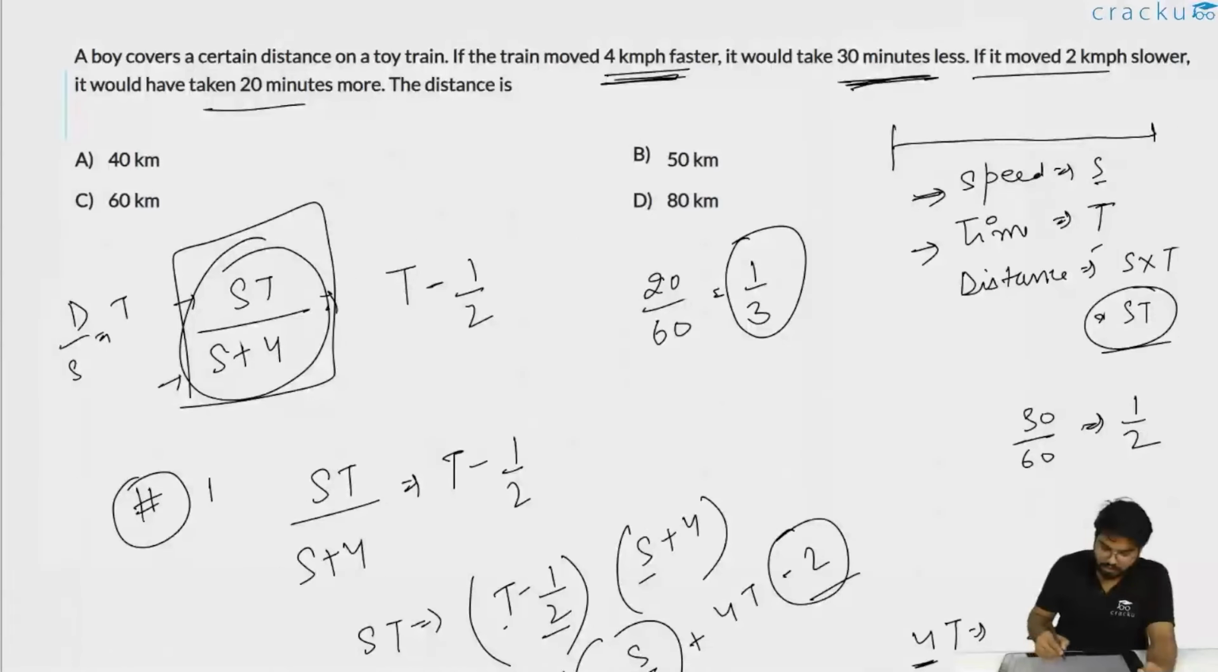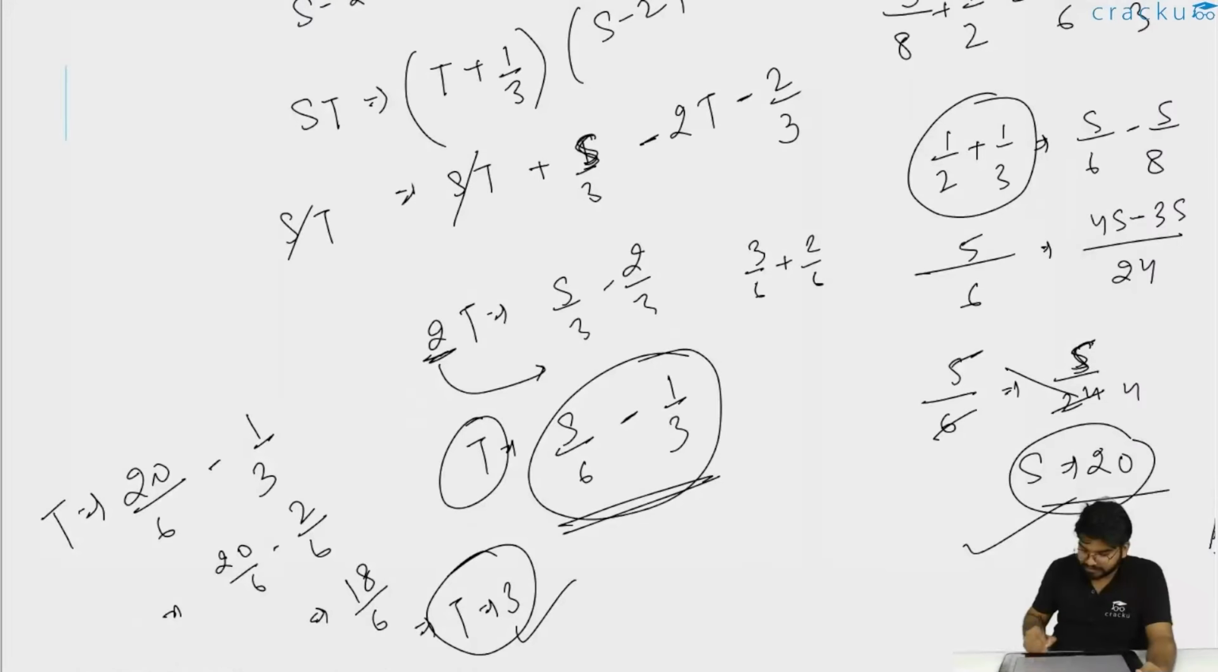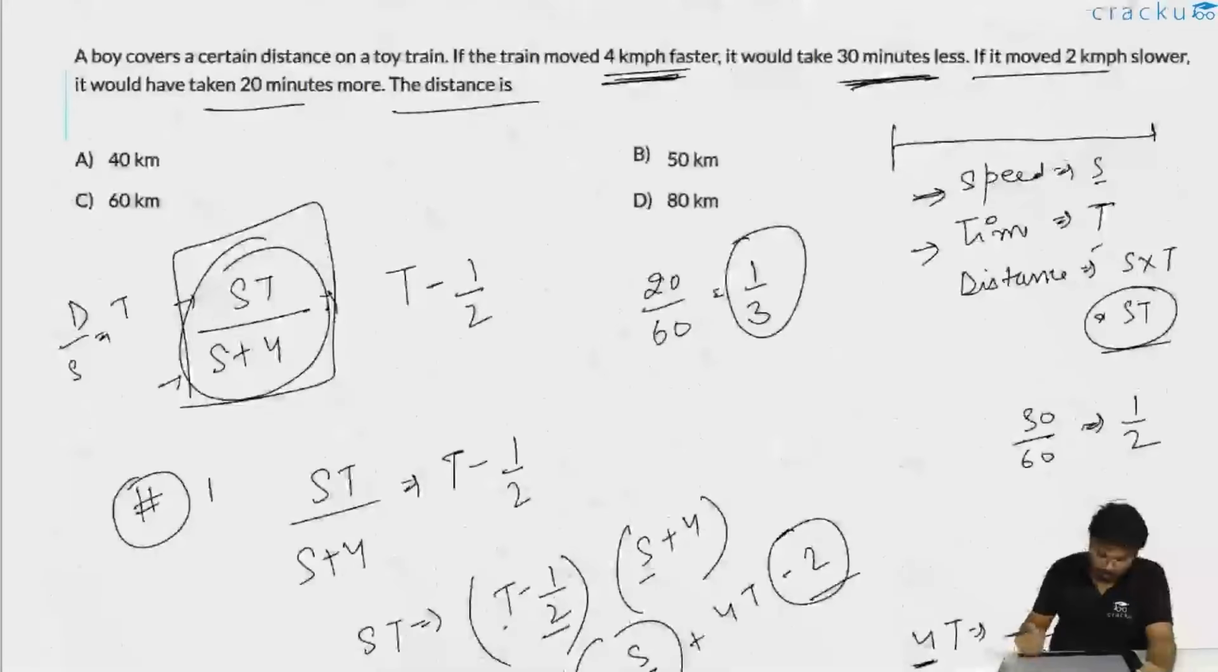What are we asked? We are asked the distance. We know that distance is equal to speed into time. Speed is 20, time is 3 hours. So distance will be speed into time, that is 20 into 3, that is 60 km. So the answer has to be option C.